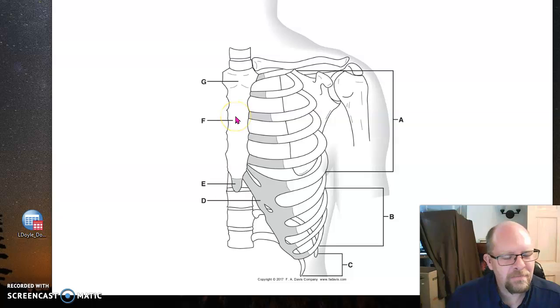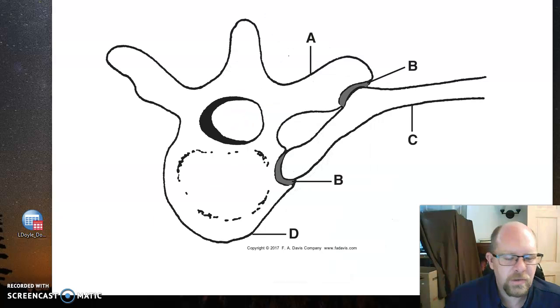F is the sternum. It functions as an anchor point for this cartilage. It also provides protection to the organs within the thoracic cavity. So you can take that information and fill in section B on your lecture notes.